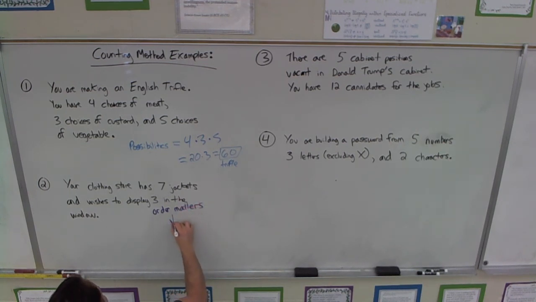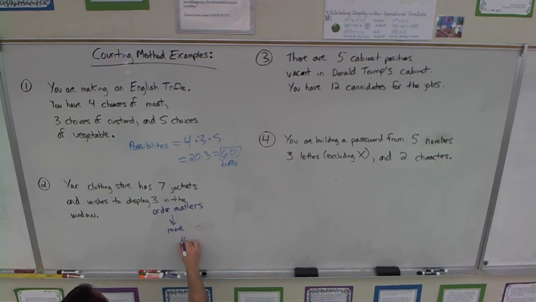As soon as you choose that, I'd encourage you to think, are you going to have more or less possibilities because of that? It's going to be more, because not only are you choosing 3 jackets, you've got different ways to arrange them. So as soon as you know that order matters, or that you're going to have more possibilities, how many possibilities are there?